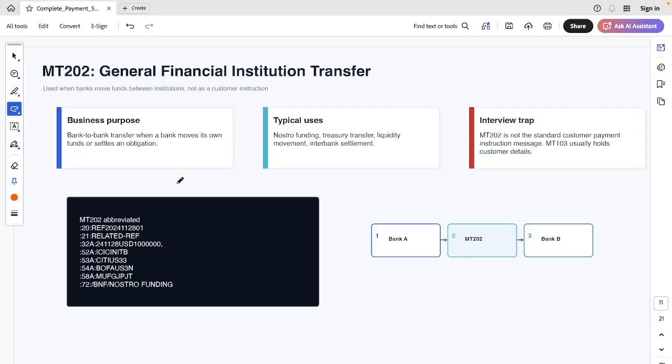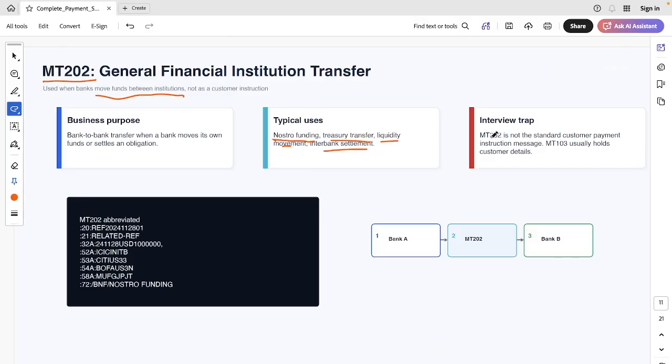Now that customer payments are clear, let us move to bank-to-bank transfer. That is MT202. MT202 is used for a financial institution transfer. That is, funds move between the institutions. In simple words, it's a bank-to-bank transfer message. It may be used for your nostro funding, treasury transfer, liquidity movement, and interbank settlement between the financial institutions.